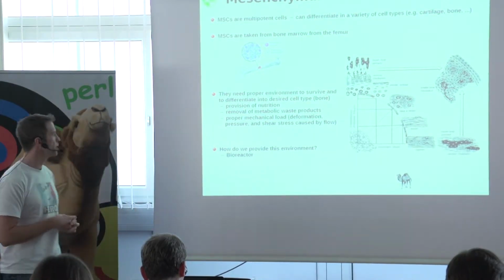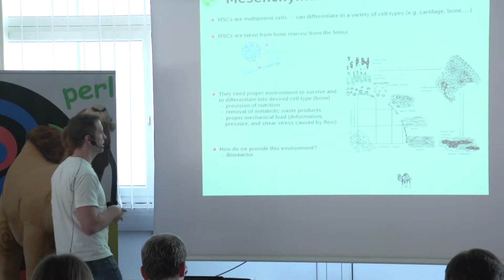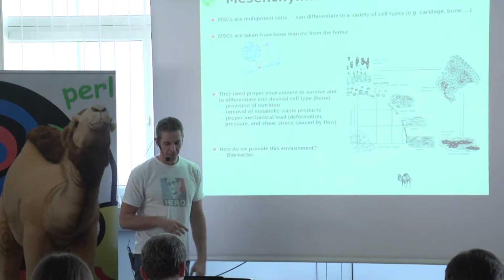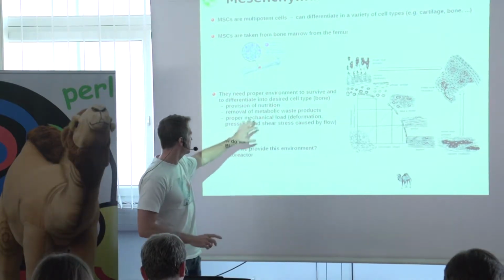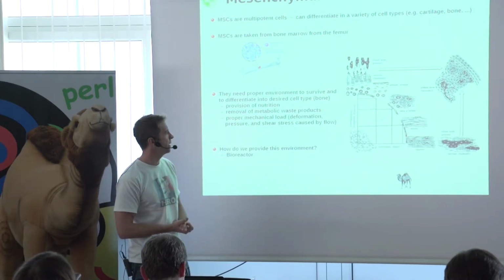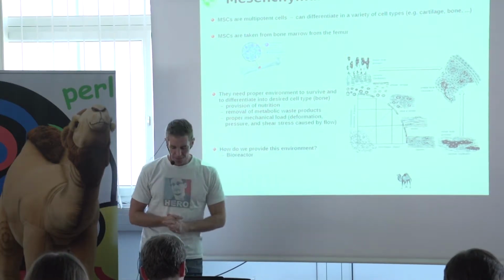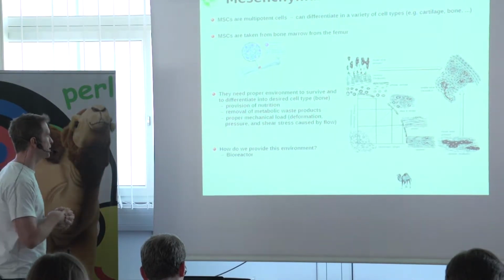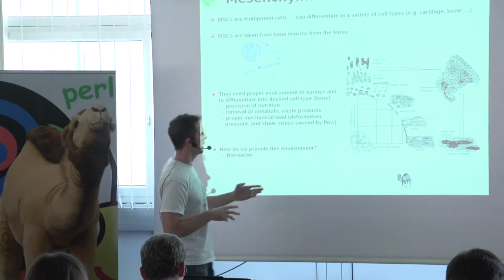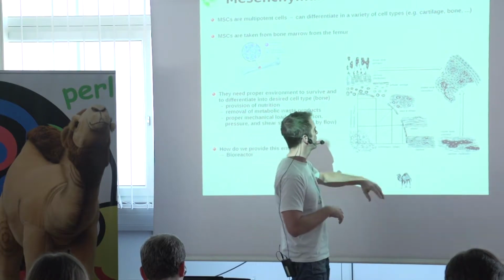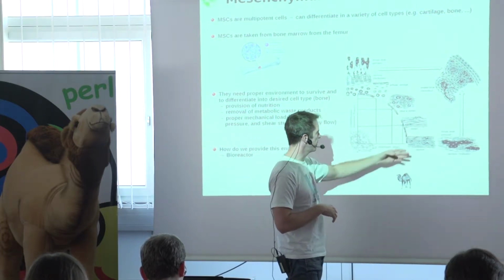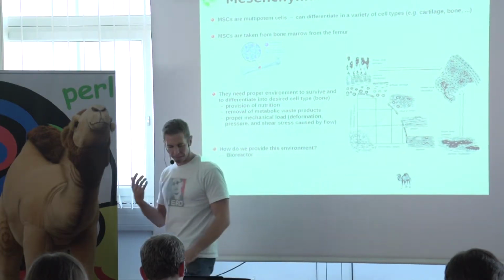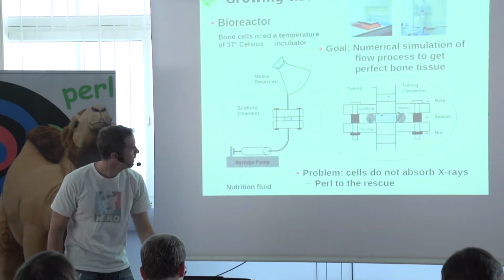So how do we achieve this? How do we provide this environment? We do this with a bioreactor. If this mechanical load is not in the right range of forces, pressure and shear stresses, then something else will happen. We don't get our bone material; we would get, for instance, ligaments or tendons or something else we can't implant there.